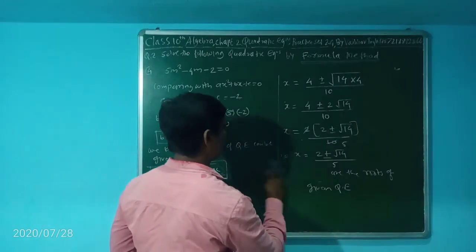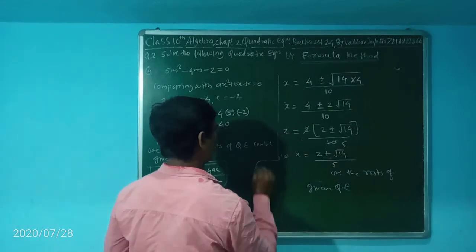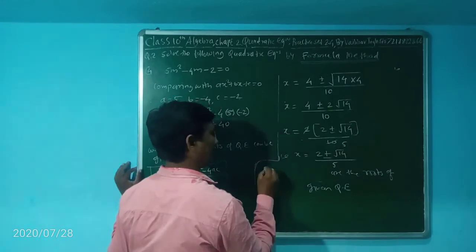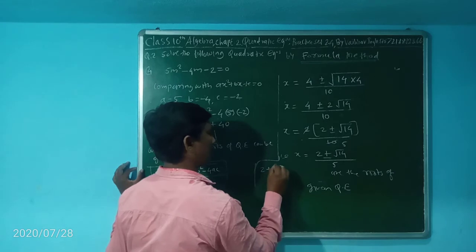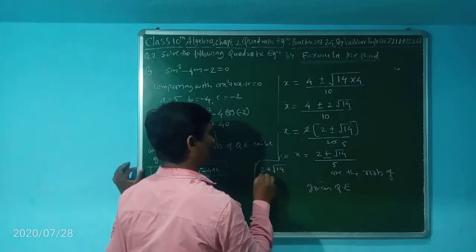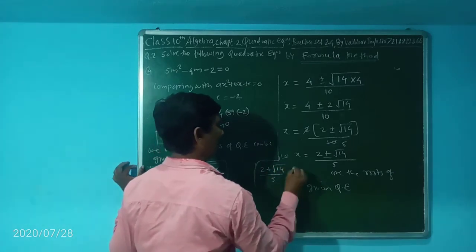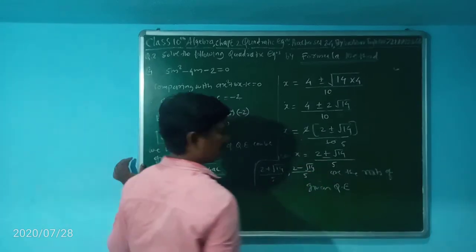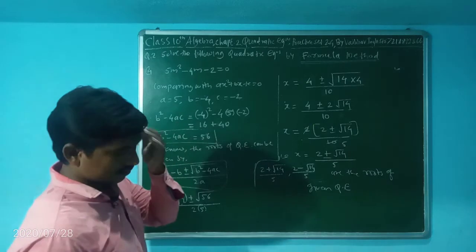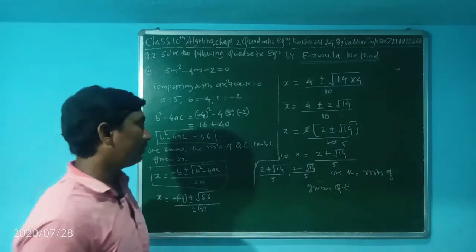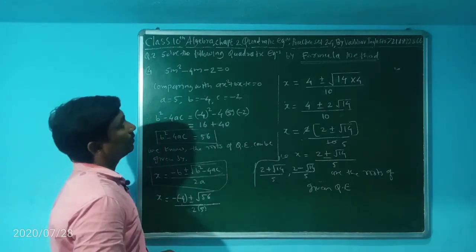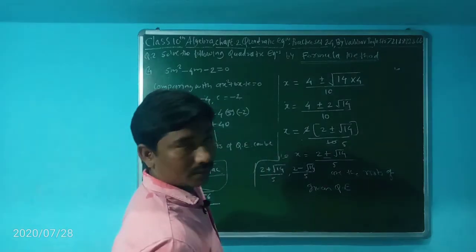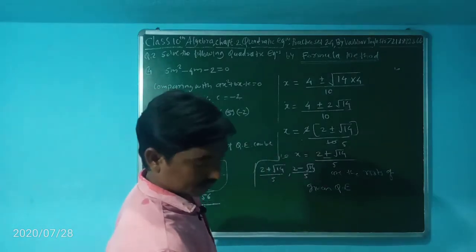So if you separate these, you will have 2 plus under root 14 by 5 and 2 minus under root 14 by 5. Okay, these are the roots of the given quadratic equation. Simple, huh?